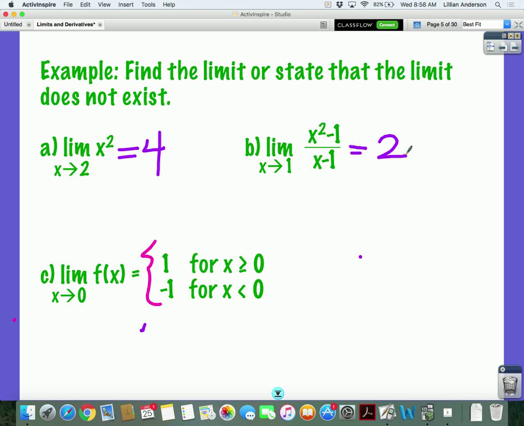This one. The limit as x approaches 0 of the function. What kind of function is this? It's a piecewise function. And you know that you can't really graph a true piecewise function in the calculator, so you're going to have to do this one by hand. Okay? If you want to at least look at the graph.